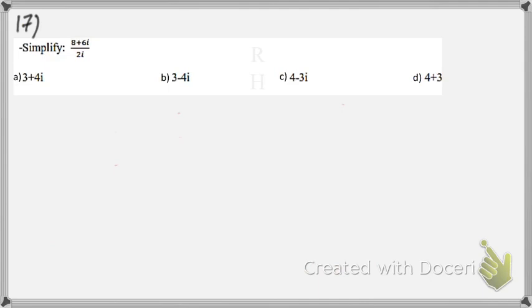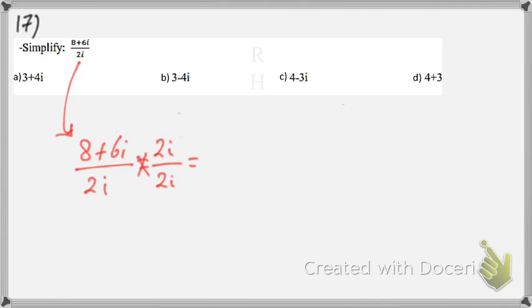Question 17. Simplify 8 plus 6i divided by 2i. We know that i is equal to root of negative 1. One of the methods of solving these questions is to multiply up and down by the same denominator, which is 2i. So I'm going to multiply up and down by 2i, and then 8 multiplied by 2 is 16i, and 6 times 2 is 12, and i by i is 12i squared. The denominator, 2i multiplied by 2i, is 4i squared.